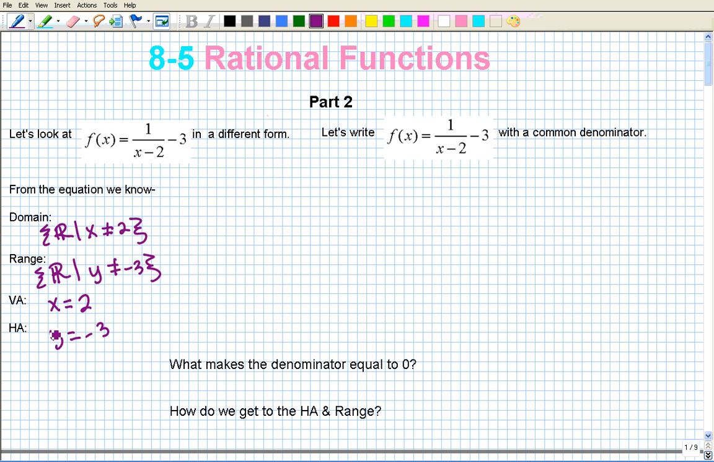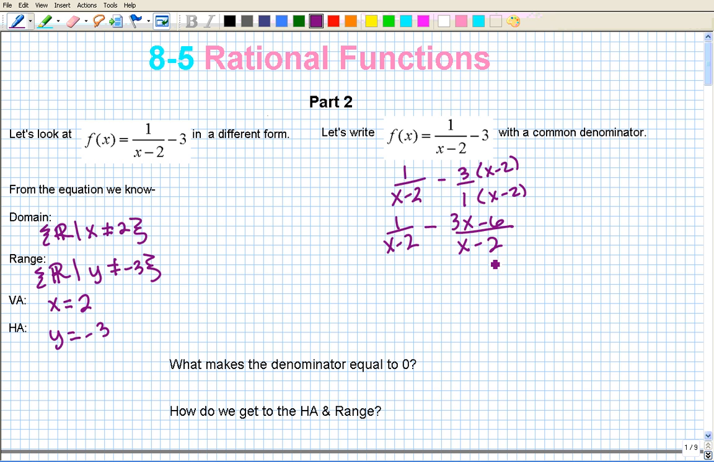So we know this much, but let's write f of x equals 1 over x minus 2 minus 3 with a common denominator on that negative 3. So if I have 1 over x minus 2, and I want this negative 3, which is currently over 1, to have a common denominator of x minus 2, I have 1 over x minus 2, then minus, distribute that 3 to both parts, I'll get 3x minus 6 over x minus 2.